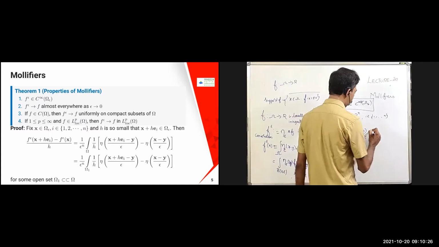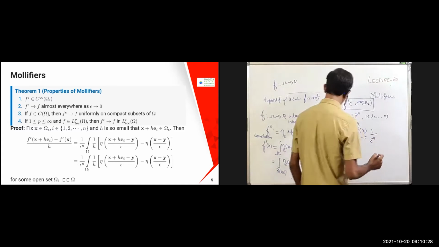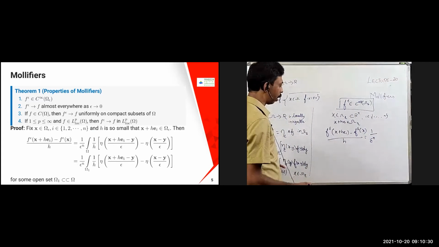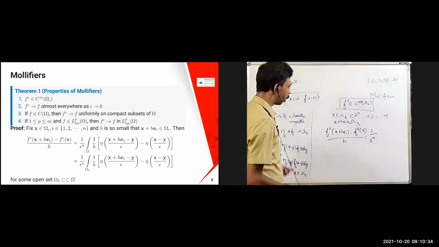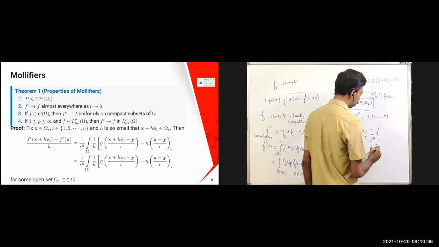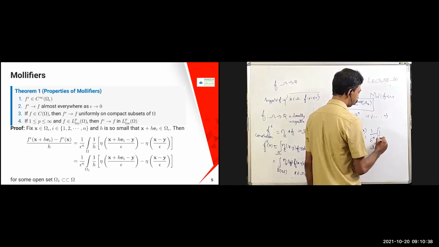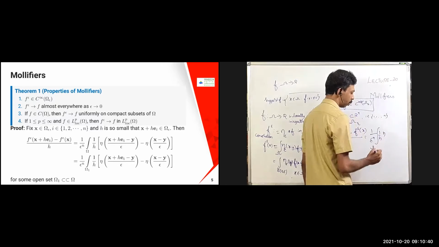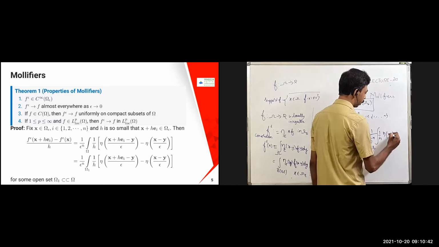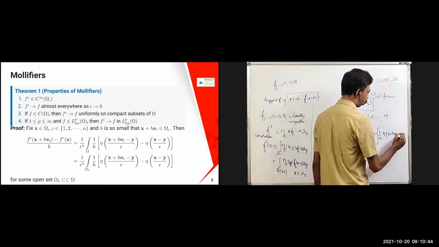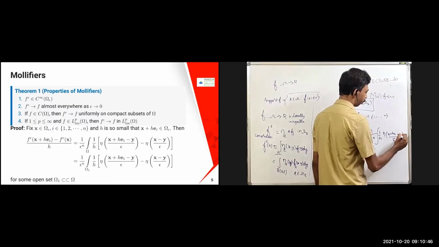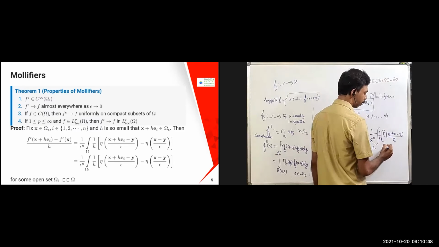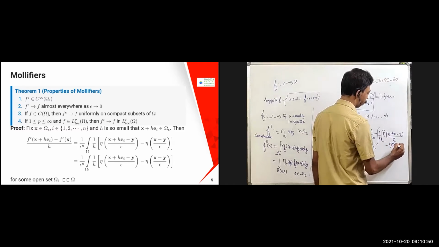So that is going to be 1 by epsilon power n. I'm applying the definition of eta epsilon of x minus y, so over omega, 1 by k into eta of (x plus k e_i minus y) divided by epsilon, minus eta of (x minus y) by epsilon.